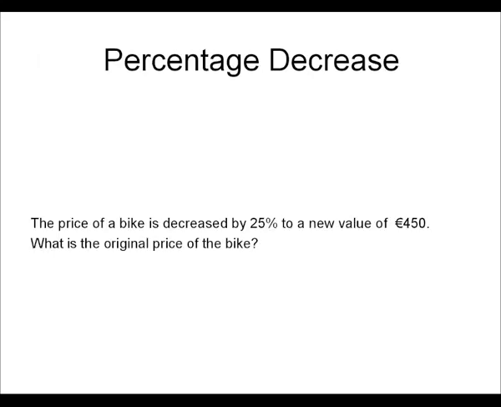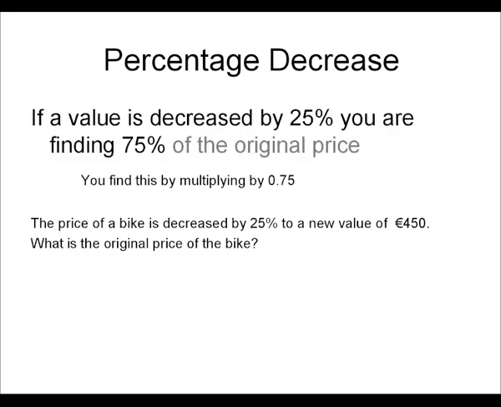Let's have a look at percentage decreases again. I'm told the price of a bike is decreased by 25% to a new value of 450, and I'm asked, what is the original price of the bike? So the first thing I need to do is ask myself, what does it mean to decrease a value by 25%? What am I trying to find? Well, when you decrease something by 25%, that's going to be 100% of the value of the bike, less 25% of the value of the bike. So you're finding 75% of the original price. And you would find 75% by multiplying by 0.75.